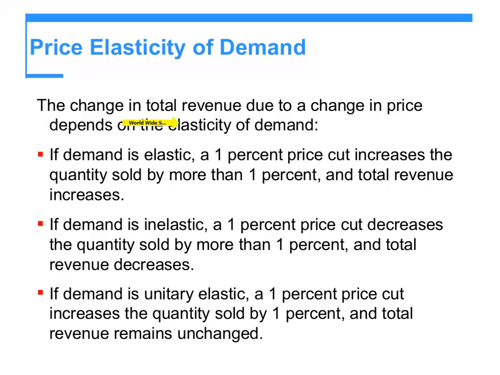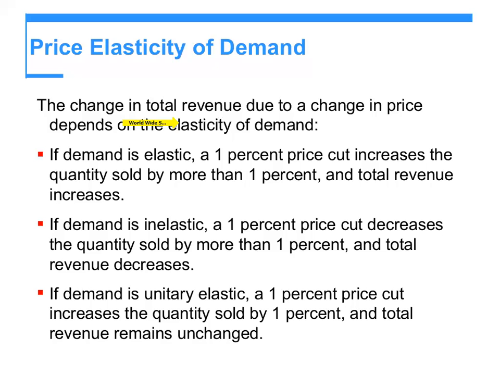So if you change the price, the demand is going to be influenced. If you cut the price, the demand is going to increase. And that more than 1% gives you a higher revenue. It means if you cut the price a little bit, even though you're decreasing the price, your revenue still increases. It's very clear, because your demand is increasing more than the price that you're changing. If demand is inelastic, the change in price doesn't really influence the quantity demanded, so a one percent price cut decreases the total revenue, simply because the quantity is not influenced and the price is lower.